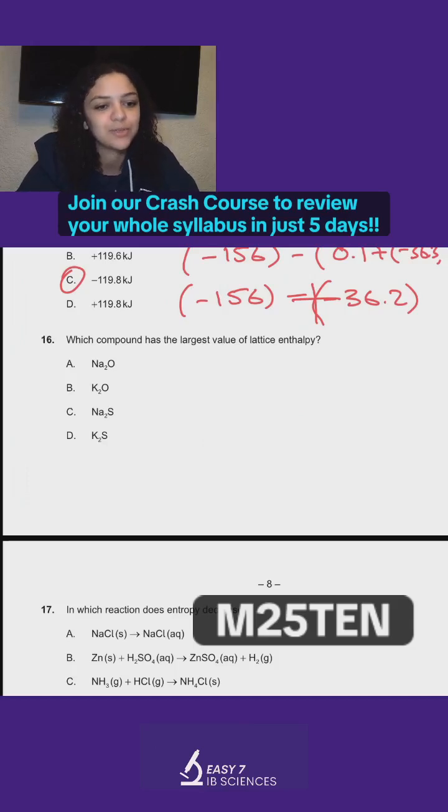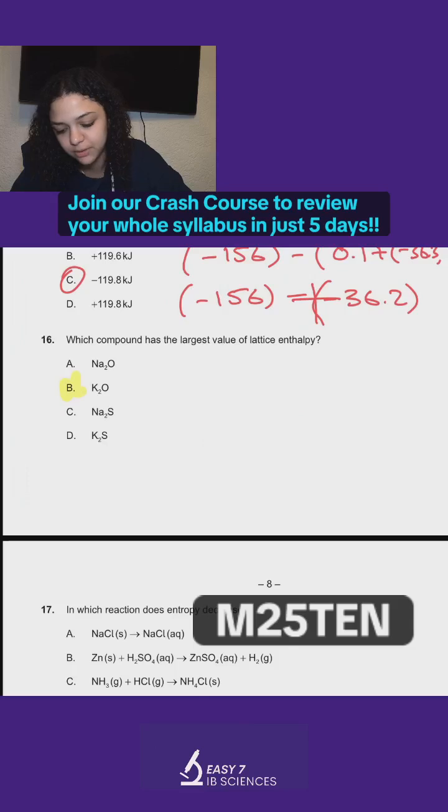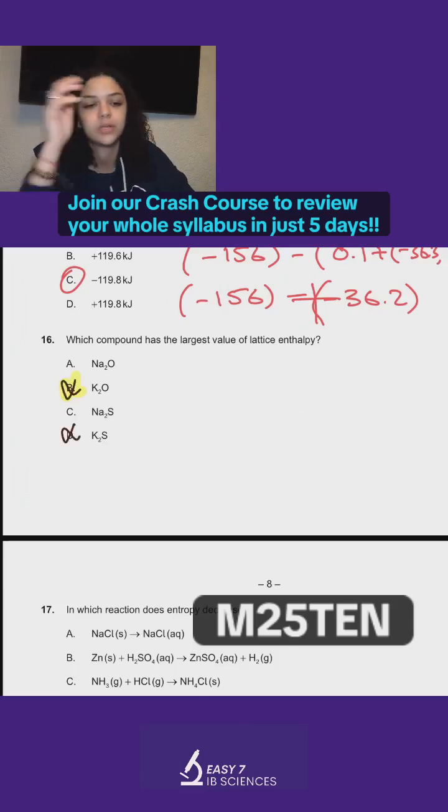Largest charge, smallest radius. Yay, good job. So which one is the smallest radius? Charge and size, exactly. So we know it's definitely going to be sodium. It's not going to be potassium. And then which one has the smallest size? Is it going to be oxygen or sulfur?